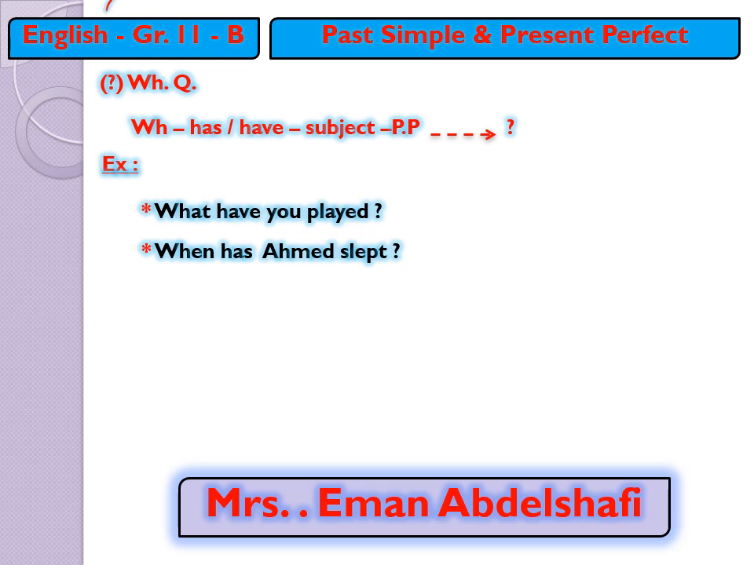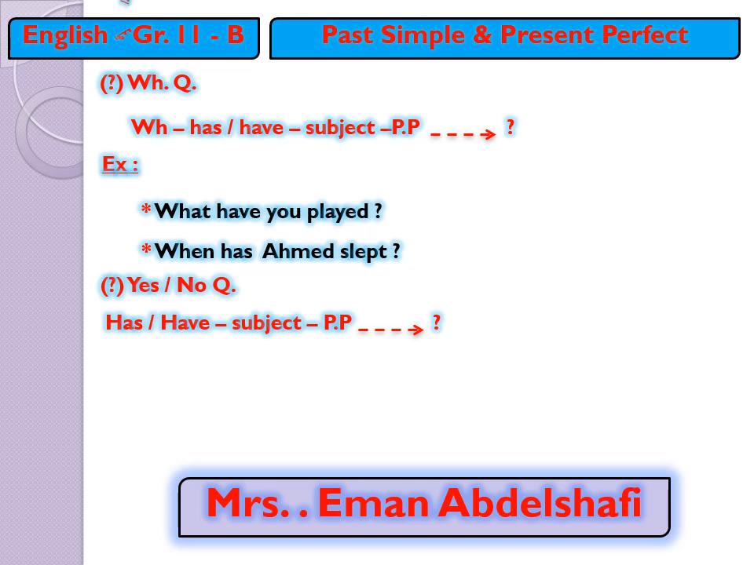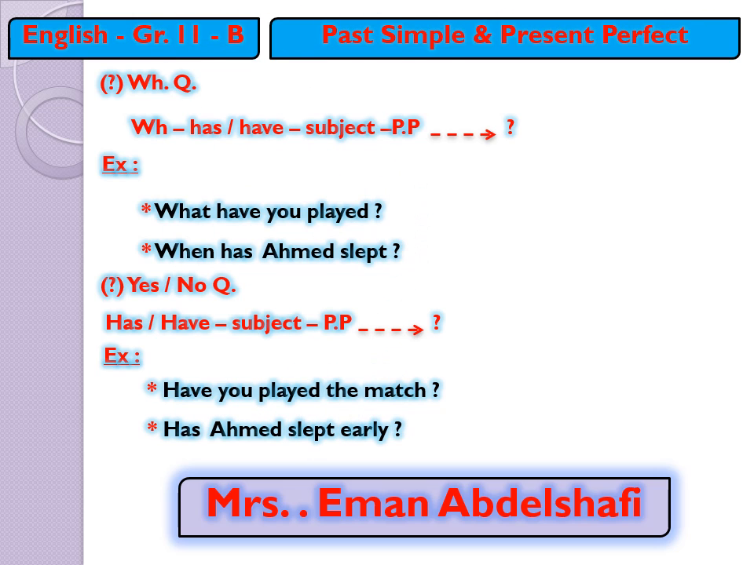The second type, yes or no questions, we are going to use has or have, which means hal in Arabic, followed by the subject, then the past participle and the completion. The first example: have you played the match? The answer will be yes I have or no I haven't. The other example is has Ahmed slept early? Yes he has or no he hasn't.